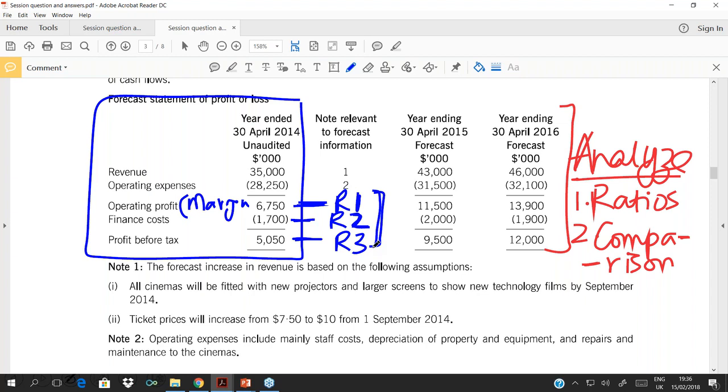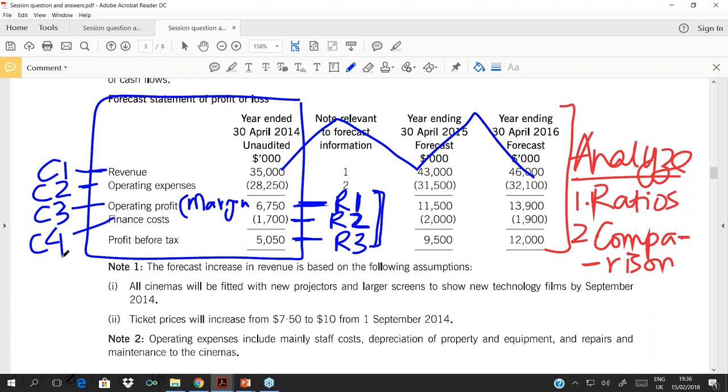Now, 3 ratios and see comparisons. How many comparisons can I do? Can I do a comparison of revenue, C1? How much revenue has increased from 35 to 43? And how much revenue has increased from 43 to 46? Can I do those comparisons? Increase, decrease. Okay, can I do a comparison for operating expense, C2? Okay, can I do a comparison for the operating profit, C3? Can I do a comparison for the finance cost, C4? Yes, and can I do a comparison for the profit before tax, C5? Every line of the income statement can be converted to comparison.